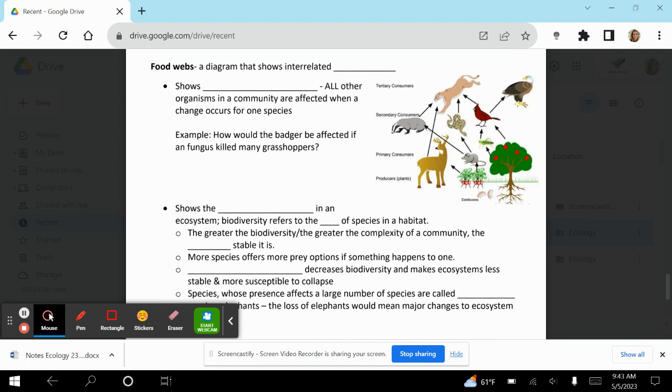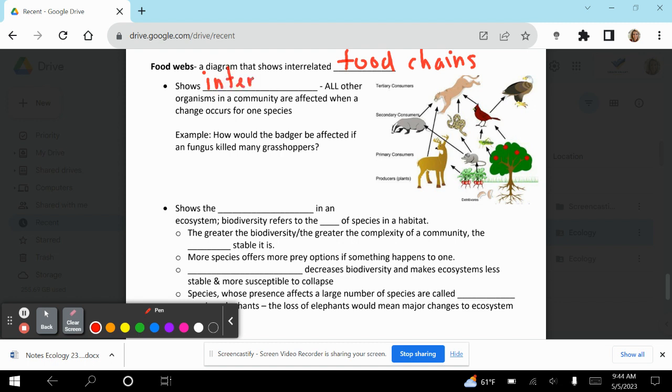Now, when we take a look at food webs, they are basically just a bunch of food chains that are all interrelated. So a food web is a diagram that shows interrelated food chains. Food webs show that all organisms are interdependent on each other. It shows how they are related and they rely on each other. Even if two organisms aren't directly attached together by an arrow, if you alter one organism in the food web, it will have consequences to any other organism. They're all interdependent on one another.